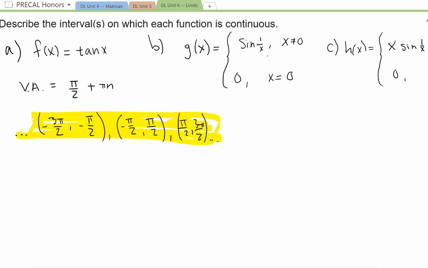Describe the intervals on which this function is continuous. Sine of 1 over x only does not exist when x is equal to 0. And then they say that at 0, y is equal to 0. So my only discontinuity is at 0. All the way from -infinity up to 0 and 0 to +infinity are the intervals of continuity for this function.